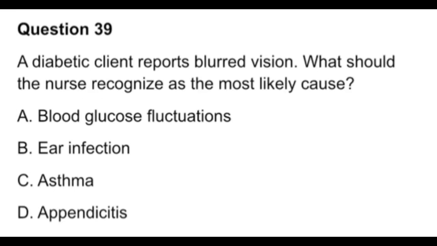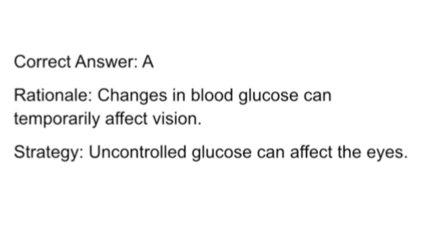Question 39. A diabetic client reports blurred vision. What should the nurse recognize as the most likely cause? A. Blood glucose fluctuations. B. Ear infection. C. Asthma. D. Appendicitis. Correct answer: A. Rationale: Changes in blood glucose can temporarily affect vision. Strategy: Uncontrolled glucose can affect the eyes.